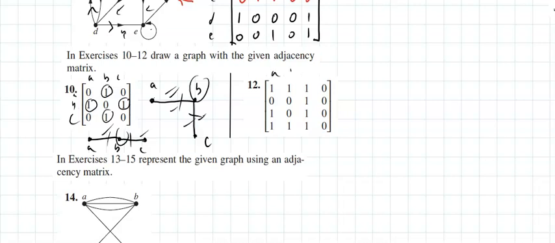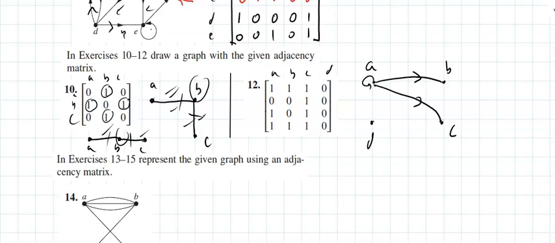How about this graph? A, B, C, D. So there's A, there is B, there is C, and there is D. We go in order. From A to itself, there's a loop. From A to B, there is a connection. From A to C, there is a connection. There we go. A is done.